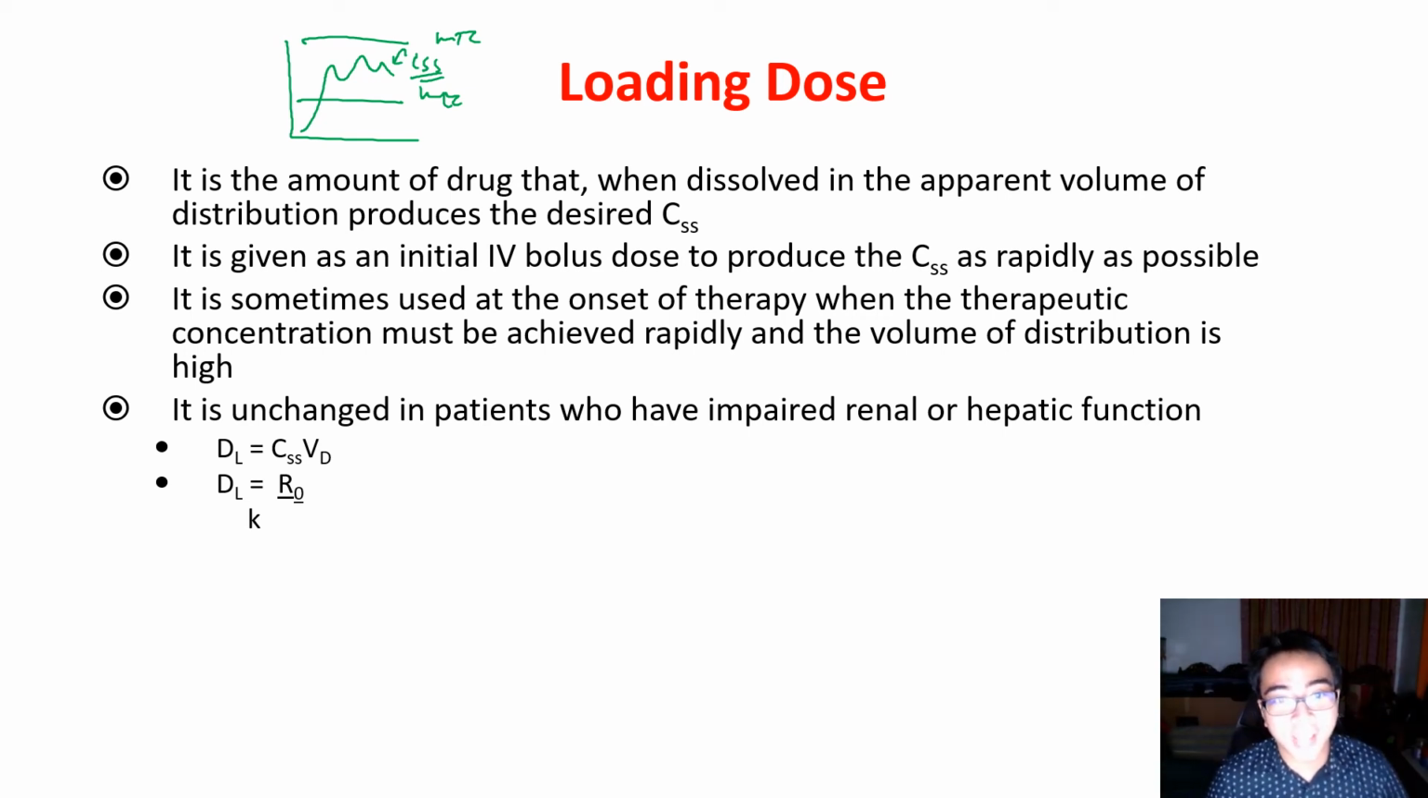It is given as initial IV bolus to produce CSS as rapidly as possible. Kaya oftentimes, kasi pag nagbigay ka ng loading dose, at 0 time, andito agad yan. Hanggang sa baba yan. Alright? Kasi gusto mong ma-produce agad yung effects. So, it is sometimes used at the onset of therapy when therapeutic concentration must be achieved rapidly and the volume of distribution is high. It is unchanged in patients who have impaired renal or hepatic function.